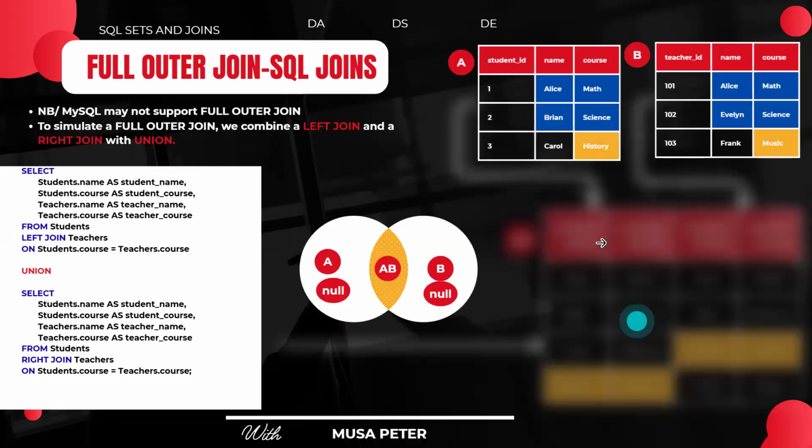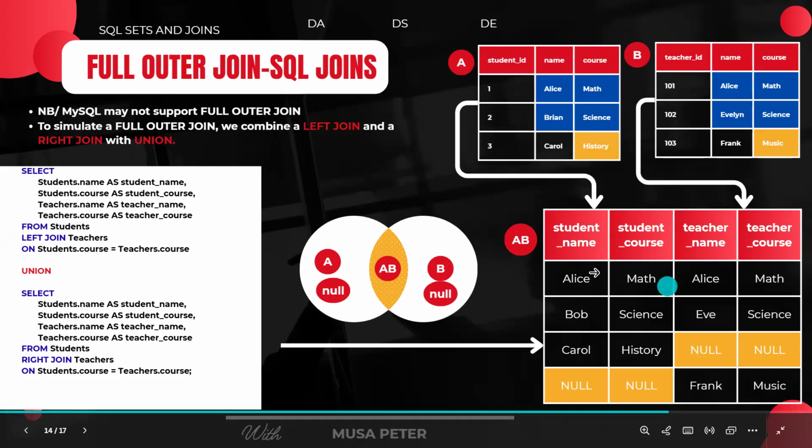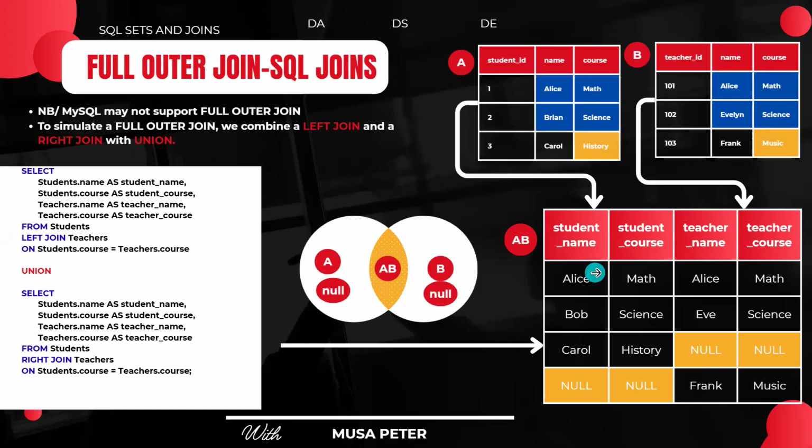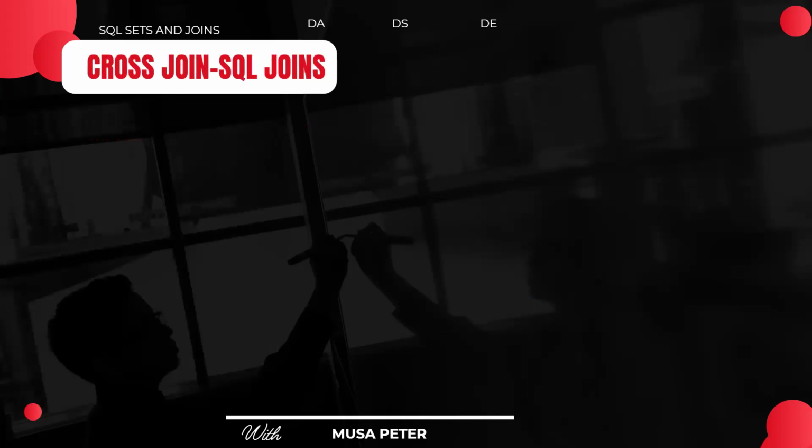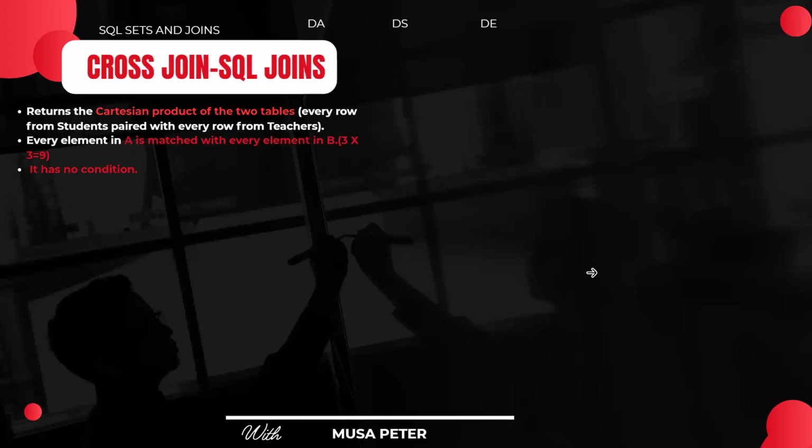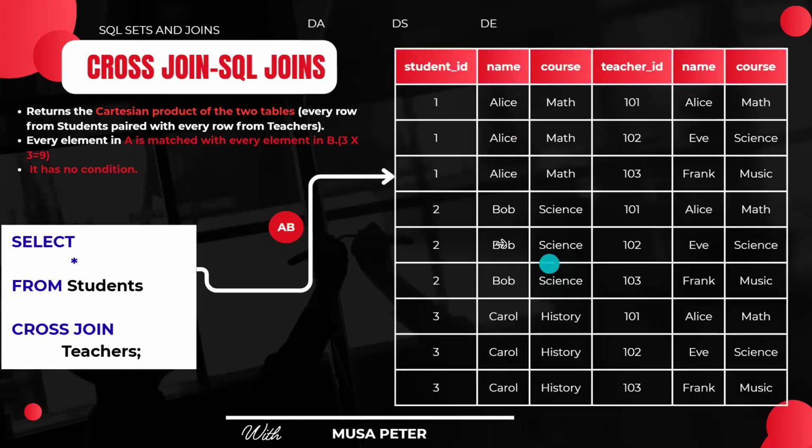You're going to get the same results, values from all the values from the two tables. And then the next one is a cross join. A cross join returns the Cartesian product of two tables. So what happens in this case is it would multiply the number of rows with the number of rows in the two tables.